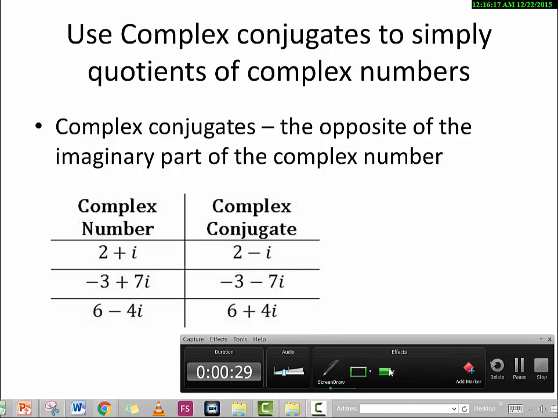So here are 3 examples. What I want you to focus on is the imaginary part right here. So this is the regular complex number, and its conjugate is going to be what? The inverse of the complex number. So take a look. For plus i, they change to minus i. For 7i, they change to -7i. For -4i, they change to 4i. But take a look at the real part: they didn't change the real part. So please pay attention to that.